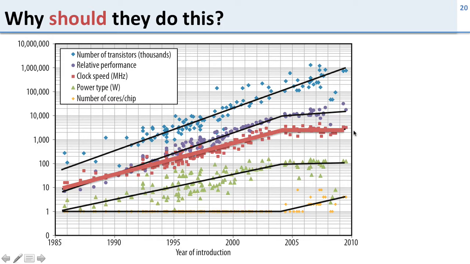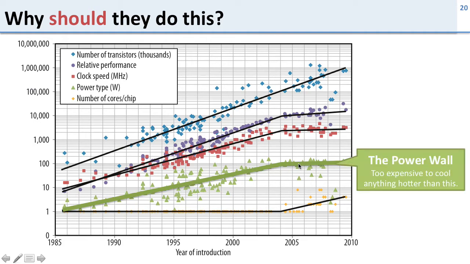We're stuck at the same speed of chips we had before. The question is, why did this happen? Well, to understand this, we need to look at the next one here. This is power. So here's the power of the chips, keeps increasing and increasing, and then right here in 2003, 2004, something happened. We reached what's known as the power wall. And at the power wall, these chips were so hot that we couldn't afford to cool them.